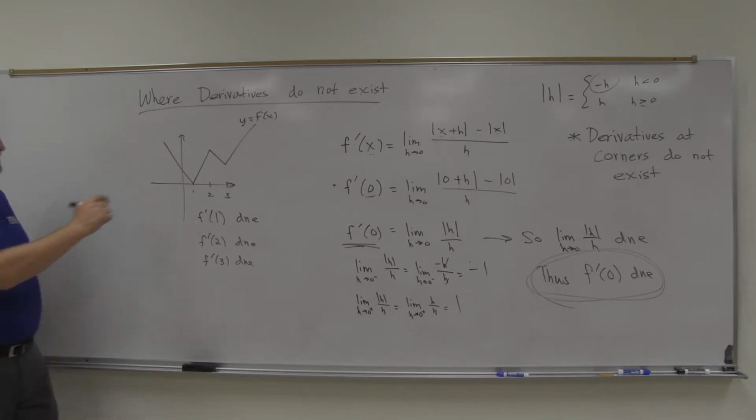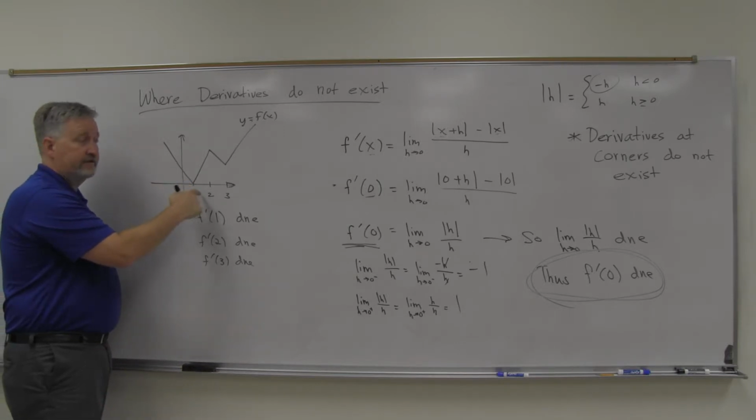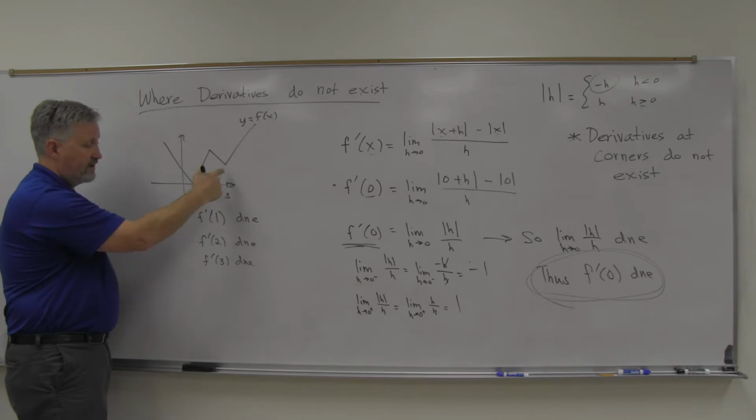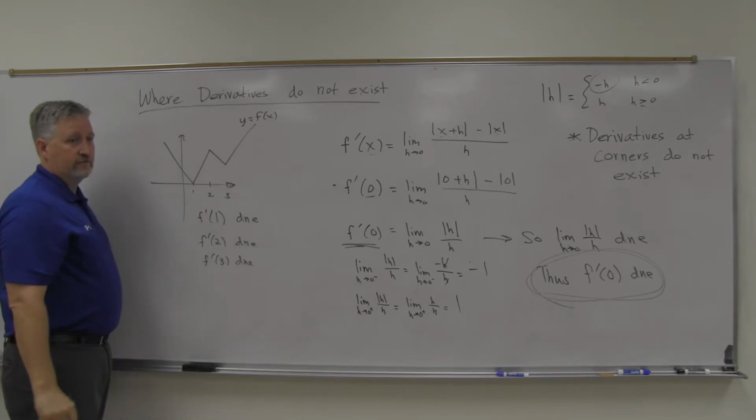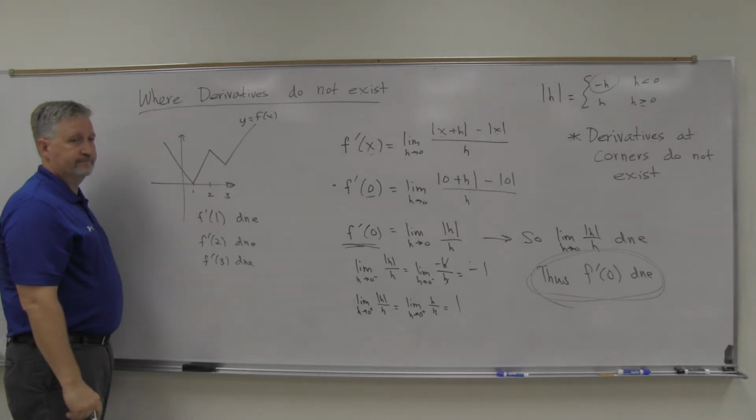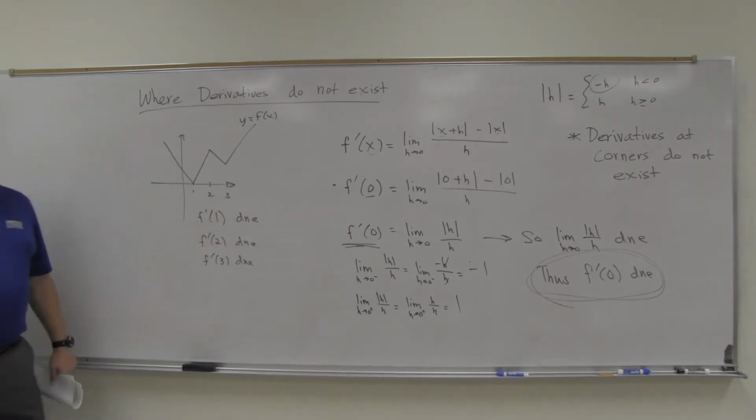Now the function value exists. There's a function value at 1. There's a function value at 2. There's a function value at 3. But the derivative at those corners does not exist because you run into the same problem.